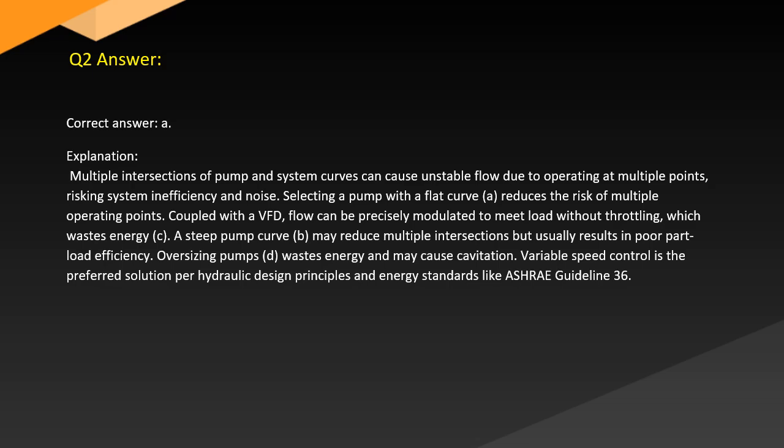B. A steep pump curve may reduce multiple intersections but results in poor part load efficiency. D. Oversizing pumps wastes energy and may cause cavitation. Variable speed control is the preferred solution per hydraulic design principles and energy standards like ASHRAE Guideline 36.